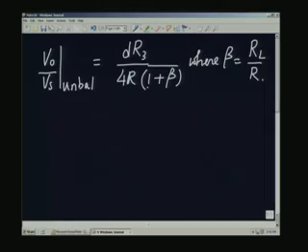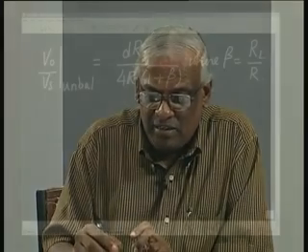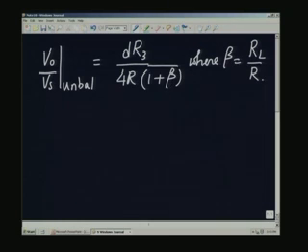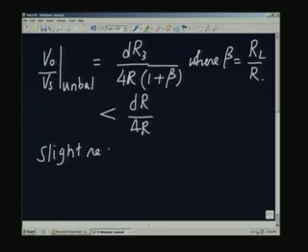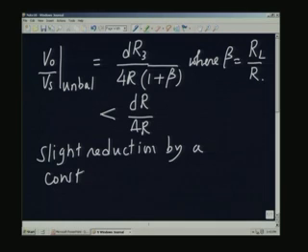So, you see that the balance condition is not disturbed when the strain is not there in the strain gauge. That means that the lead wires are compensated, and the equation for the output voltage as a fraction of the input voltage is the same as the earlier d R 3 by 4 R, but with a small factor in the denominator, which is a constant factor. That means that because 1 plus beta is greater than 1, this is less than d R by 4 R, which we got earlier. Therefore, there is a slight reduction by a constant factor in the response.